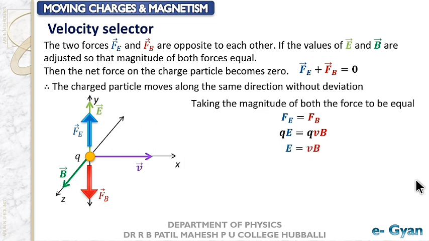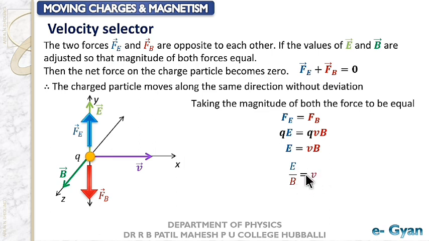Further, I can cancel the q and q since I have taken the forces acting on the same charge. These two forces are acting on the same charge, so here I have taken the same q, so I can cancel it off easily. So I get E is equal to vB, and further if I write it down, I get to know that the ratio of electric field to magnetic field will be equal to velocity.